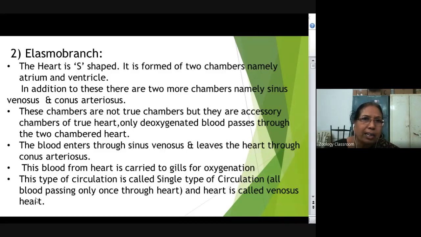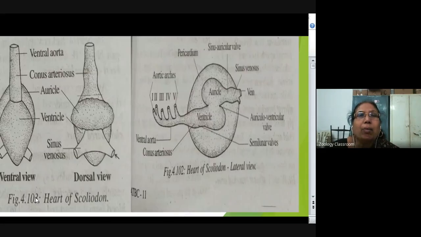The heart is S-shaped, as we see in the diagram. In this there is a sinus venosus. How does the sinus venosus form? The cardinal vein and hepatic vein together form the sinus venosus. The sinus venosus opens into the auricle by the sino-auricular aperture. The auricle opens into the ventricle by the auriculo-ventricular aperture. This is the muscular ventricle. Then the ventricle opens into the conus arteriosus, and it leads to the ventral aorta. This ventral aorta gives off the aortic arches.